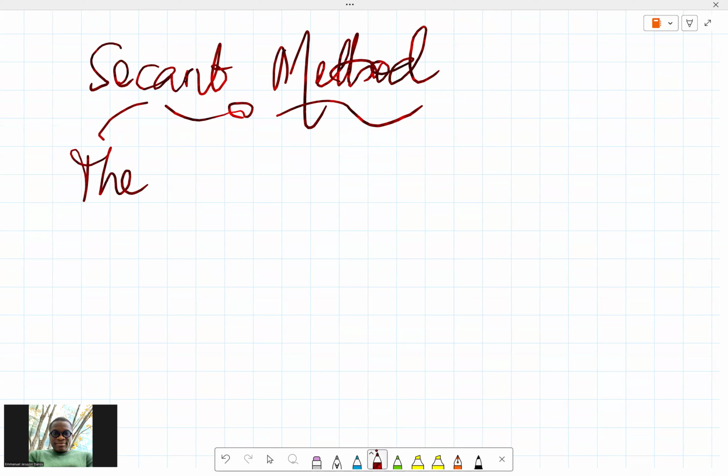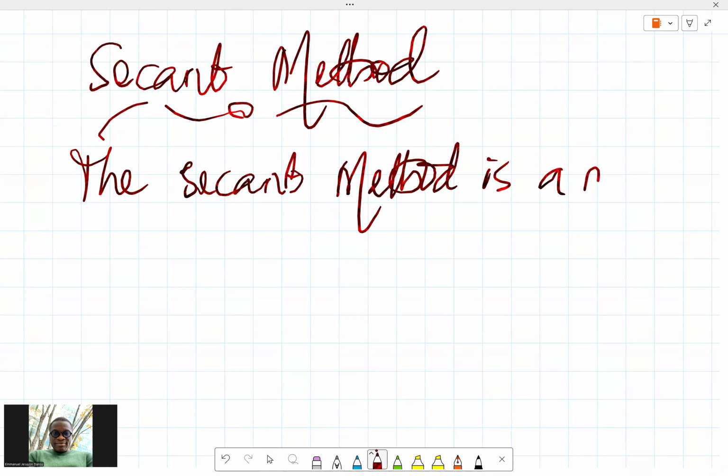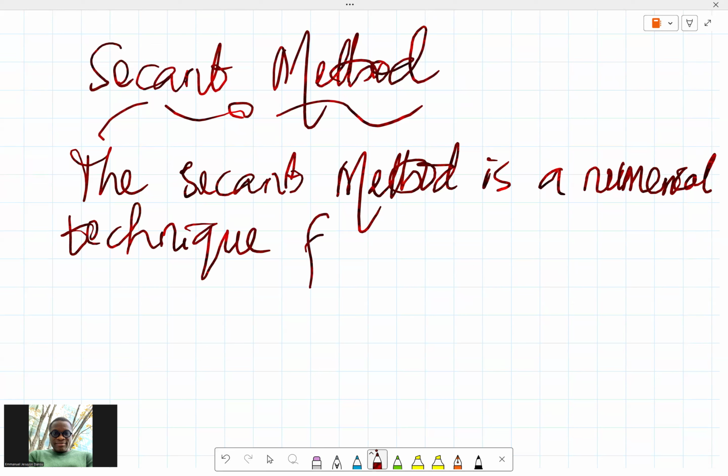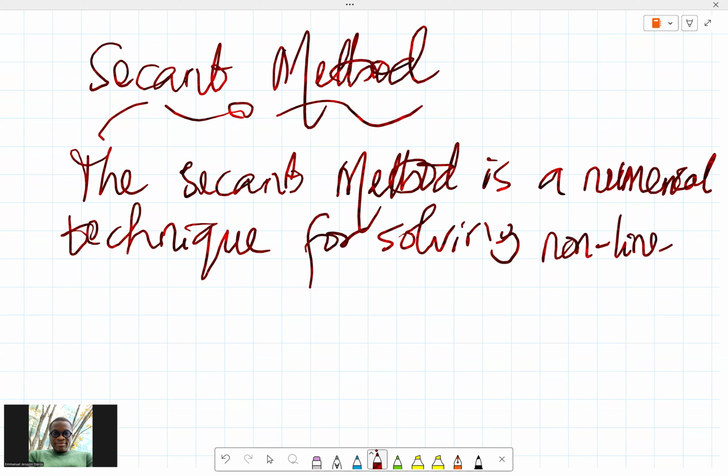The secant method is a numerical technique for solving nonlinear equations. That's equations with power 2 upwards, or equations that are not even polynomial in the first place.